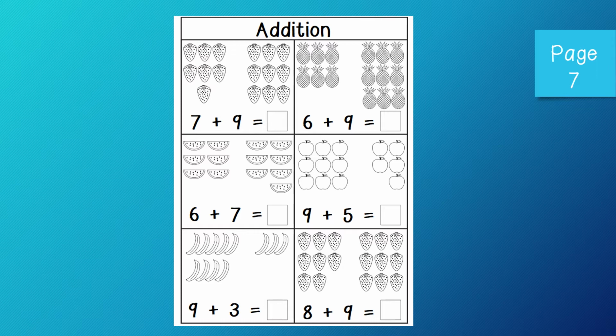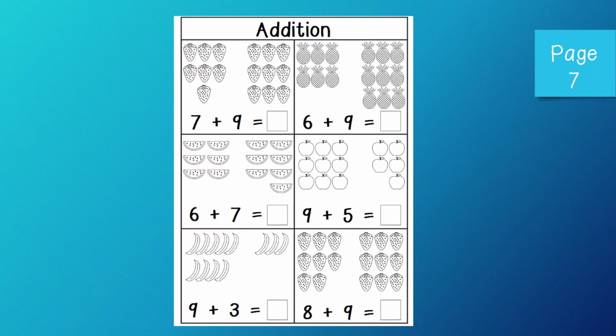So let's count to see how many strawberries. 1, 2, 3, 4, 5, 6, 7. So we have 7 and it matches our number 7 below it. On the other side, let's count how many. We should have 9. 1, 2, 3, 4, 5, 6, 7, 8, 9. So we have 9 there as well. So the sum and the pictures match and they are correct.